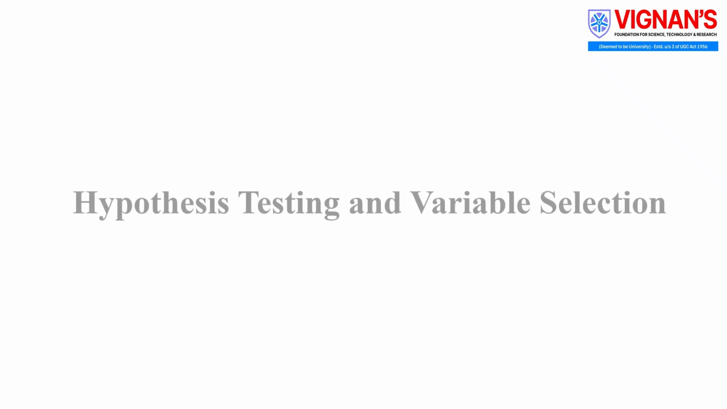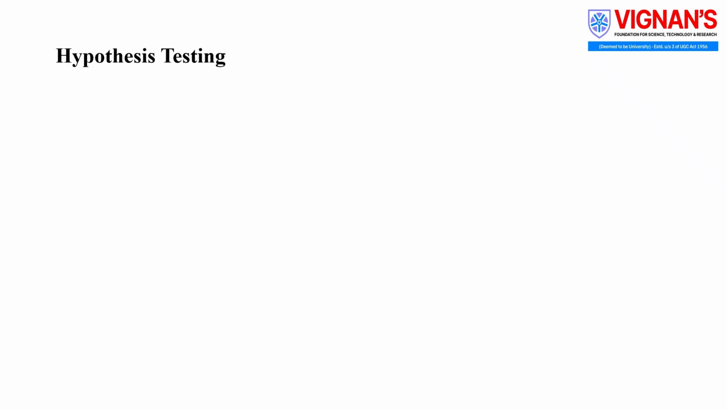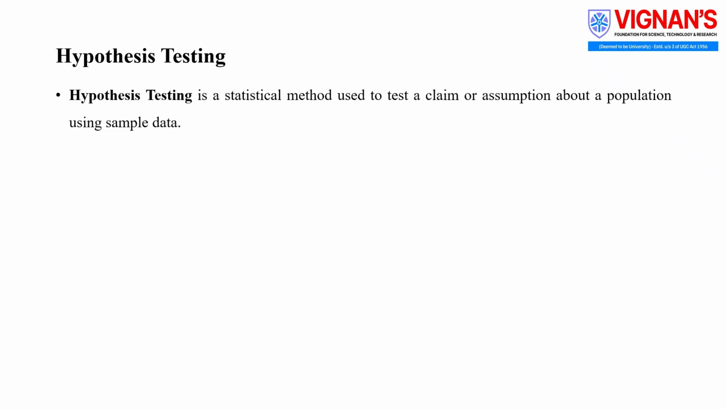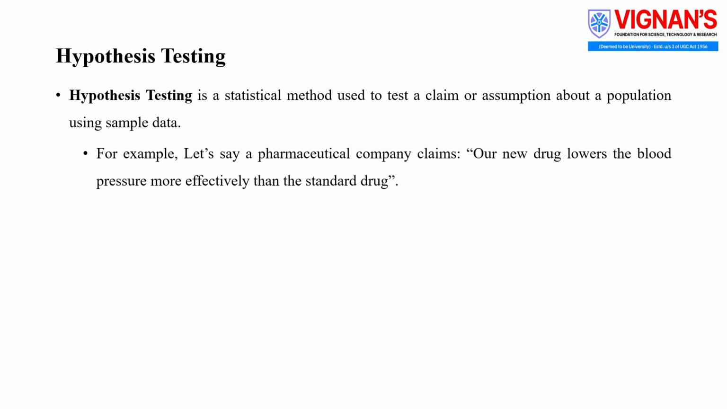Let's discuss hypothesis testing and variable selection in machine learning. Hypothesis testing. Hypothesis testing is a statistical method used to test a claim or assumption about a population by using sample data. For example, imagine a pharmaceutical company claims that their new drug lowers blood pressure more effectively than the standard drug. To check whether this claim is true or not, we use hypothesis testing.